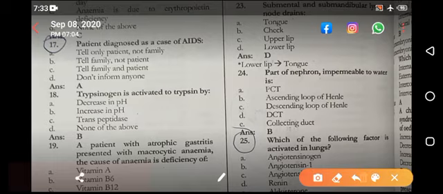And this is the mechanism, the loop of Henle. This is called the countercurrent multiplier. Countercurrent multiplier is seen in the loop of Henle, and countercurrent exchange is seen in the vasa recta, the vascular system. These two are bonus MCQs that are highly repeated regarding the mechanism.